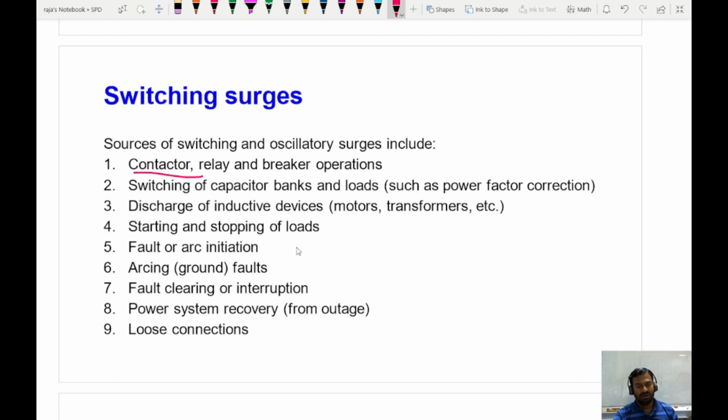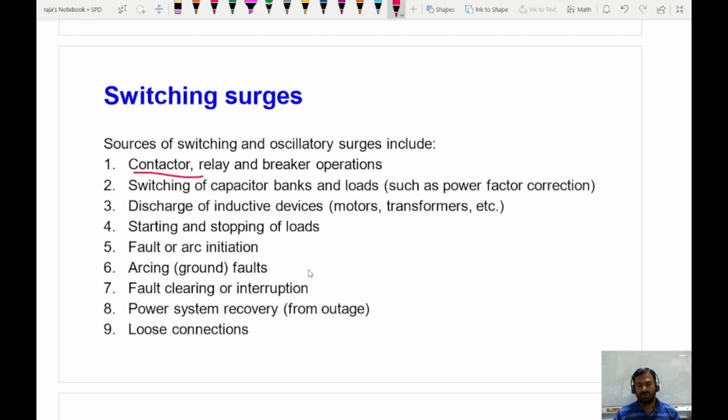And switching off or switching on capacitor banks and loads for power factor correction or any other type of application. And discharge of inductive devices where you have a huge transformer or motor. When it is disconnected from the load, then it discharges. When you turn off the devices, it discharges. And starting and stopping of load, fault or arc initiation, fault clearing or interruption, power system recovery from power loss, and loose connections in the terminals. So these are a few causes of switching surges which will create a high voltage in the electrical power system.